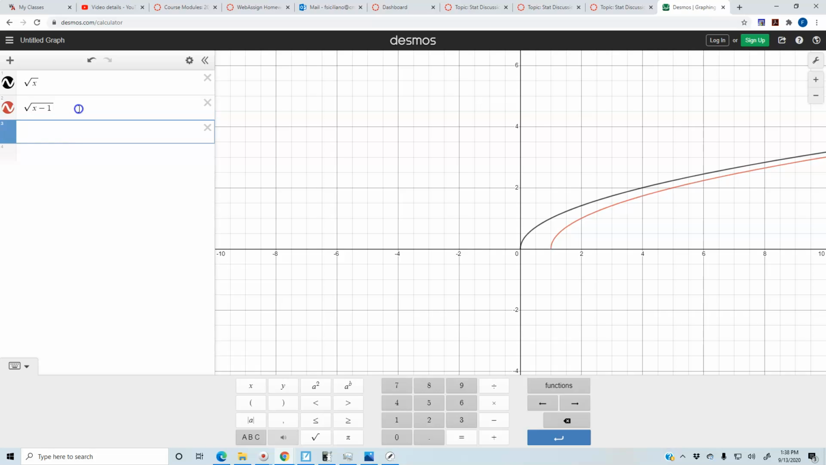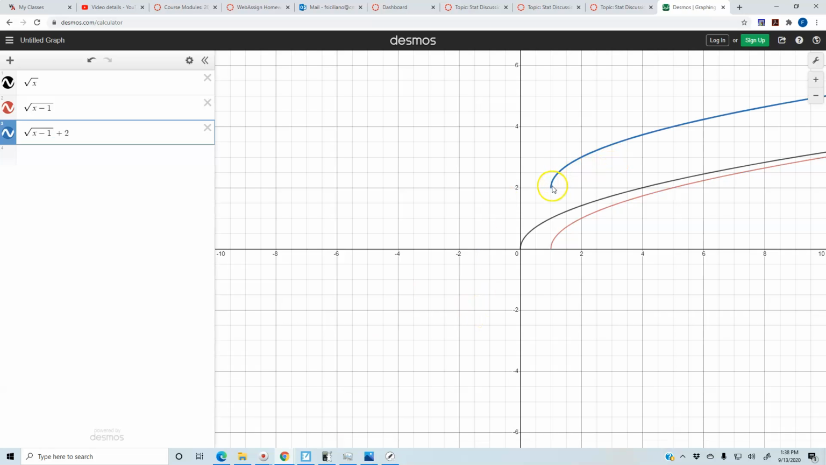So using Desmos is going to be a good thing for you to do during these transformations. And then if we take the square root of x minus 1, and then add 2, that gives us the function that we started with.